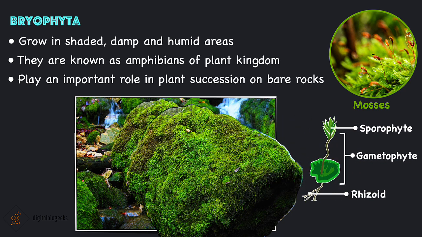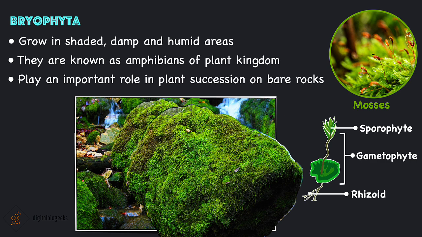Their body is more complex than algae. They have a thallus and can stand erect on a substratum by means of unicellular or multicellular rhizoids. They have root-like, stem-like, and leaf-like structures, but true root, stem, and leaves are absent, though there are structures similar to them.